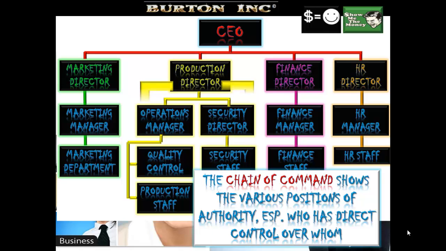So the various positions of authority, who has direct control over whom. The marketing manager has control over the marketing department, the marketing director has control over the marketing manager, the CEO has control over the marketing director.